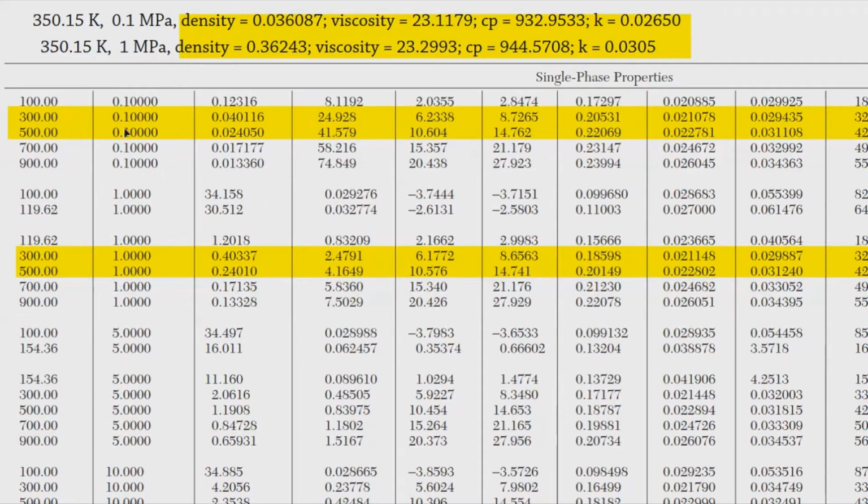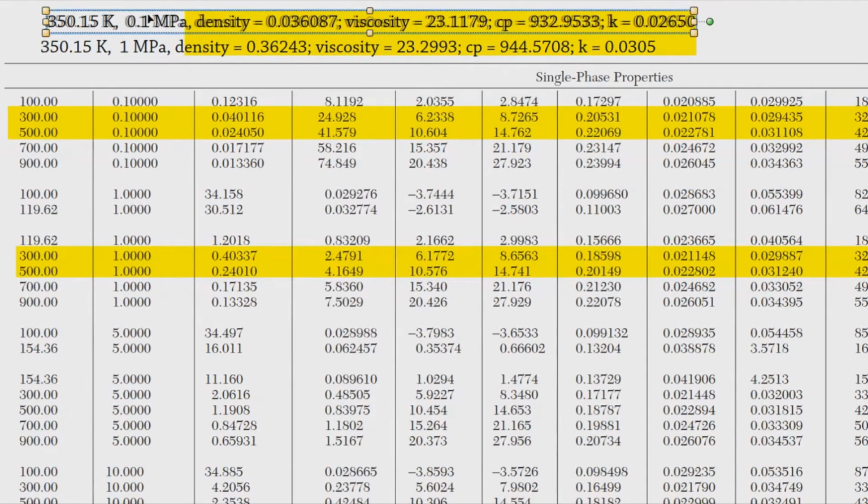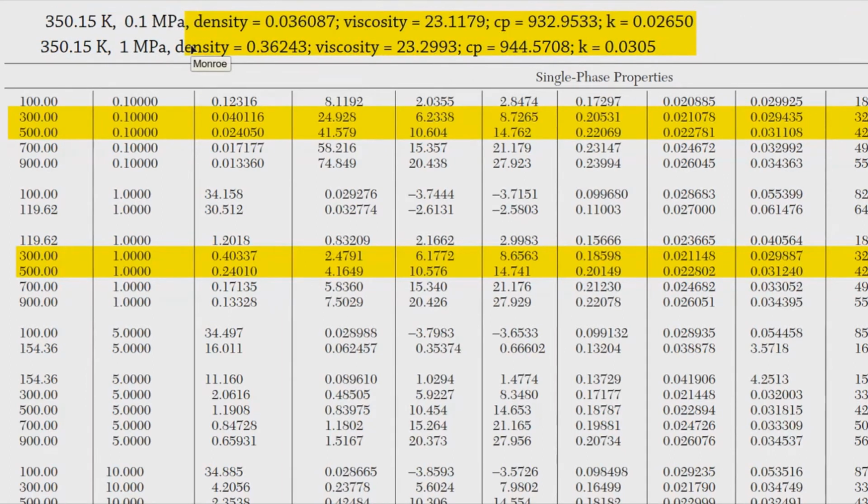This would have been easier if the pressure is around 1 atm or 0.1 megapascal. In that way, we'll just be using the values here, and we're done. Or in 1 megapascal if the pressure is 1 megapascal. But since it's not, then we need to do some interpolation just to make the data accurate.